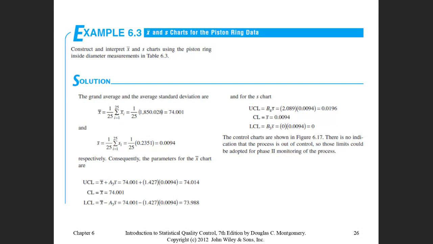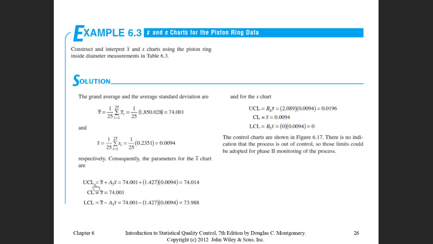This is one of the things you have to know, how to develop the X double bar, which is the center line for the X bar chart, and the S bar, or the average of the standard deviation, which is the center line for the S chart. After you develop the center lines, then you can develop the upper and lower control limits for each chart.